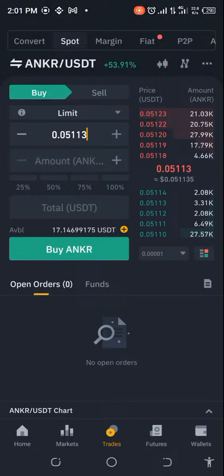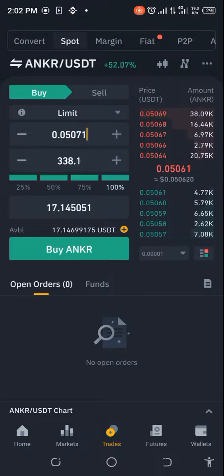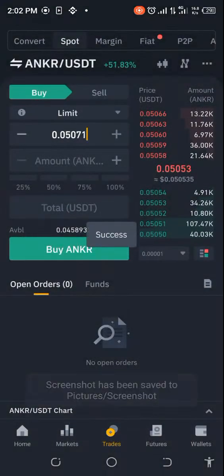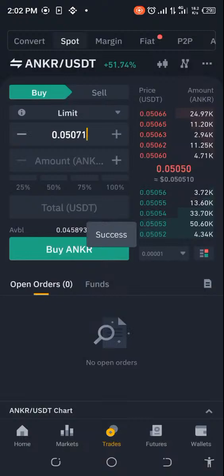I'm just going to check that. Okay, let's see what we have here. Oh, we're actually on 0.507 now. So let's go ahead and just buy it at that. Take a screenshot and go ahead and buy. Okay, awesome. We have gone ahead and bought it at 0.507.